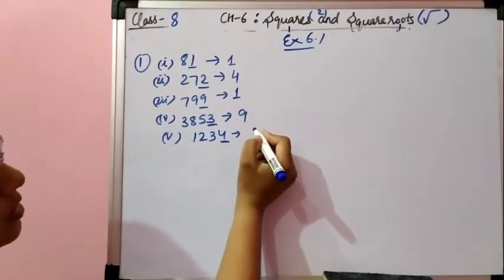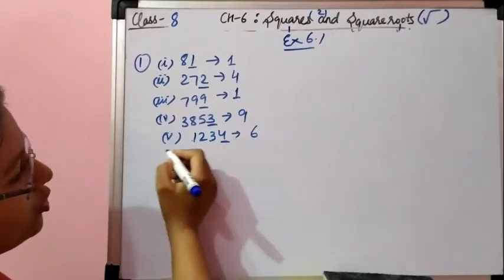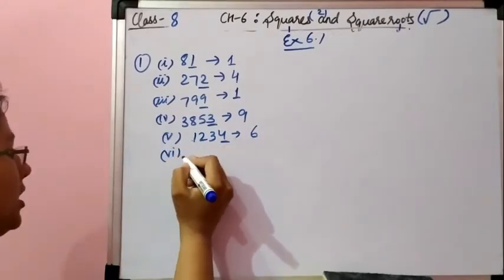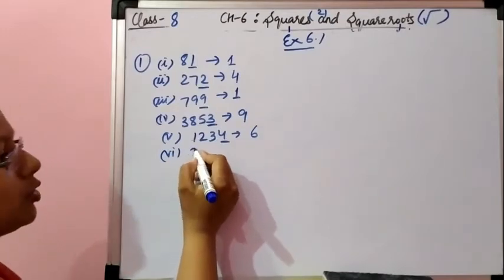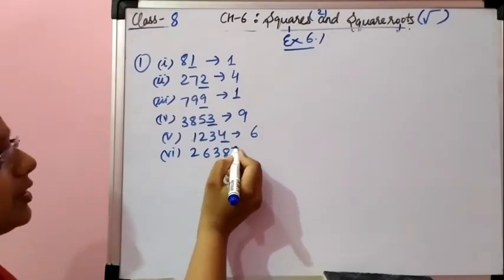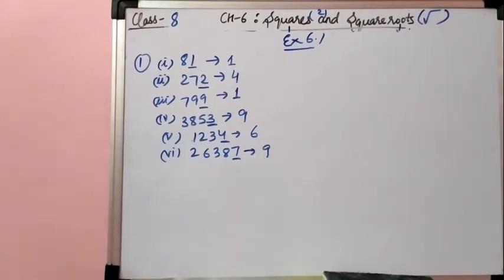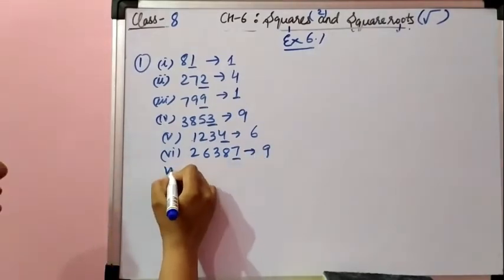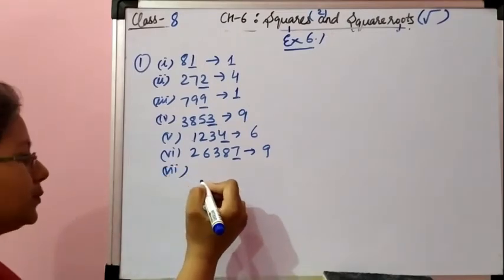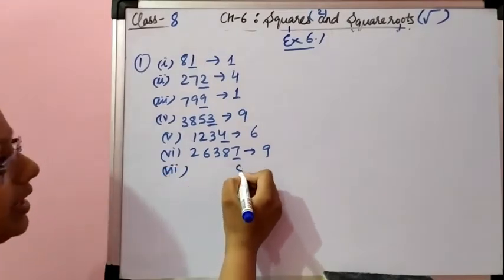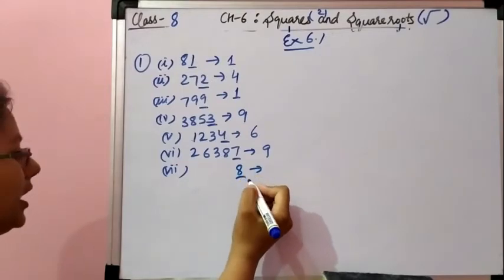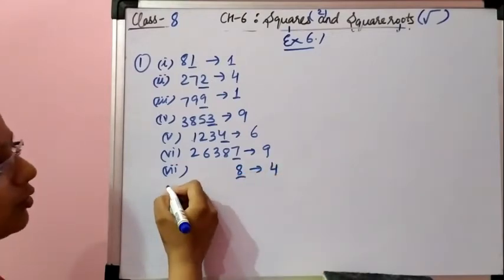4 4s are 16, so the unit place will be 6. Next, the sixth part, 2 6 3 8 7. The unit place is 7, so 7 7s are 49, so 9 will come at the end. Similarly, for the seventh part the last digit is 8. At last I am having 8, so the unit digit will be 4.